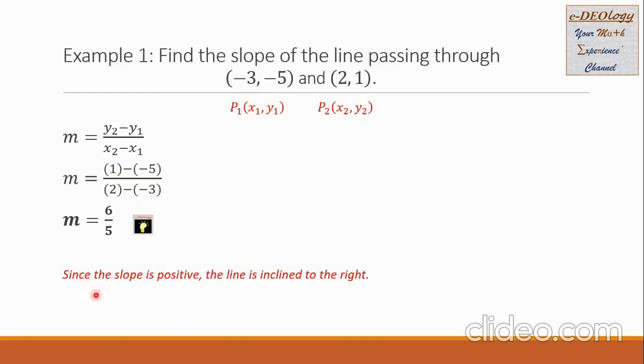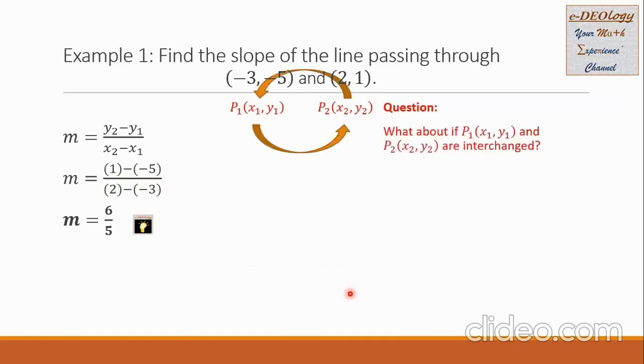We know that since the slope is positive, the line is inclined to the right. We have one question here: what if P sub 1 and P sub 2 are interchanged? It means, what if we take the first point to be P sub 2 and the second point to be P sub 1? Let us solve this. Let us write the formula of the slope.